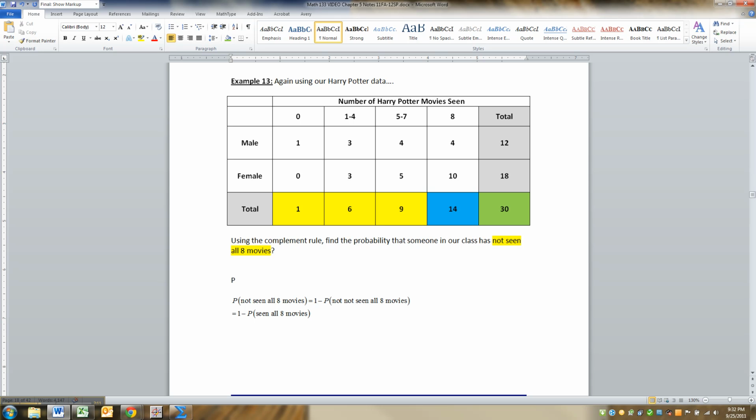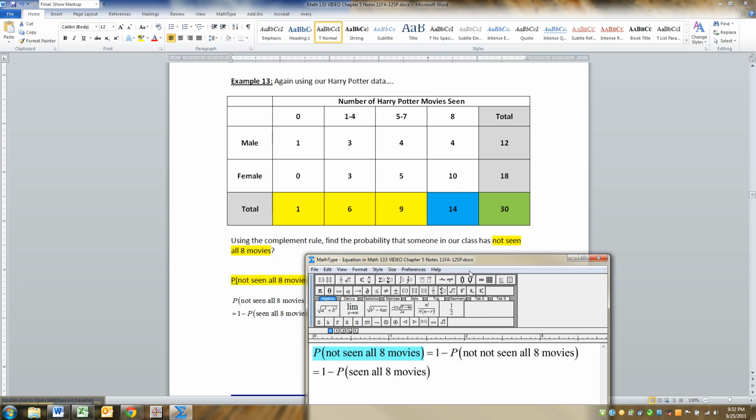We could say the probability of not seeing all 8 movies is equal to 1 minus the probability of seeing all 8 movies. Okay? This that they're asking about is those 3 columns. This, the 1, is the grand total, 30 out of 30, and this right here is the blue. So you can take the complement, the blue, away from the grand total and still get these 3 over here. Okay, now how would it work for probability?